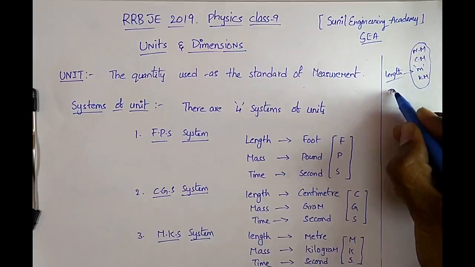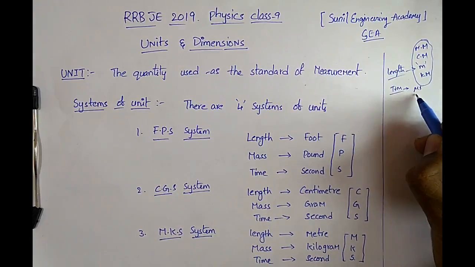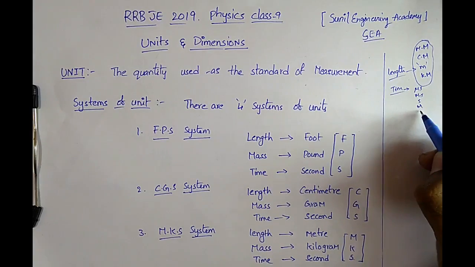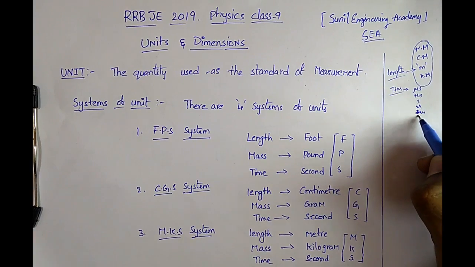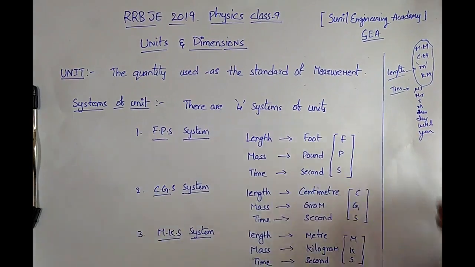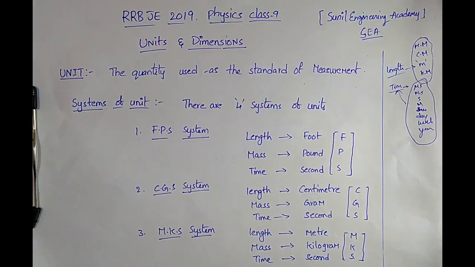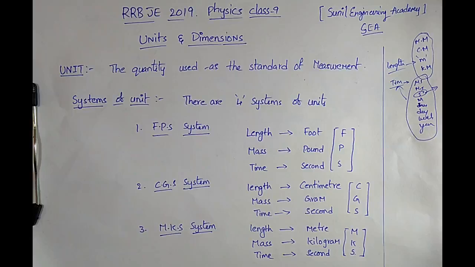For example, for time, we measure the time in microseconds, milliseconds, seconds or minutes or hours, days or weeks or years. All these are units of time. But mainly we use the second as the unit for time.